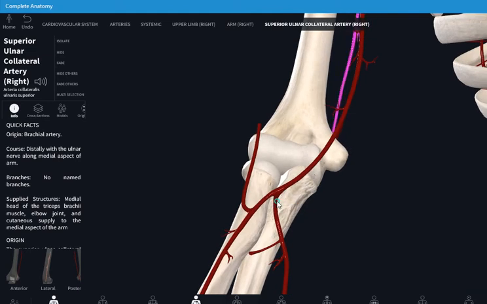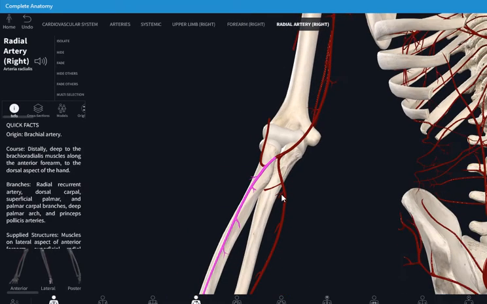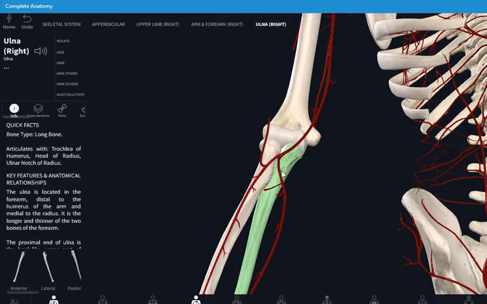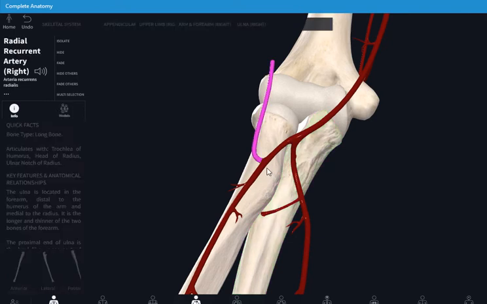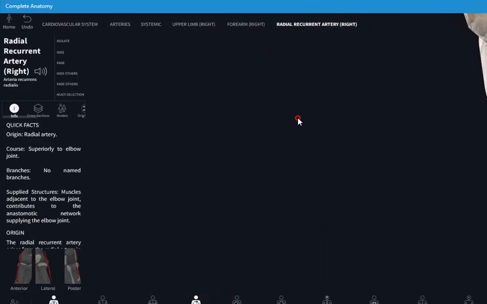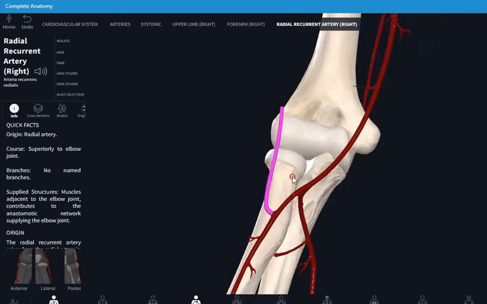Now as it descends here, the brachial artery divides into two, the radial artery and the ulnar artery. We see that the radial artery is going to have a division here, and this division is going to be the radial recurrent artery. So this is a particular division of the radial artery called the radial recurrent artery.